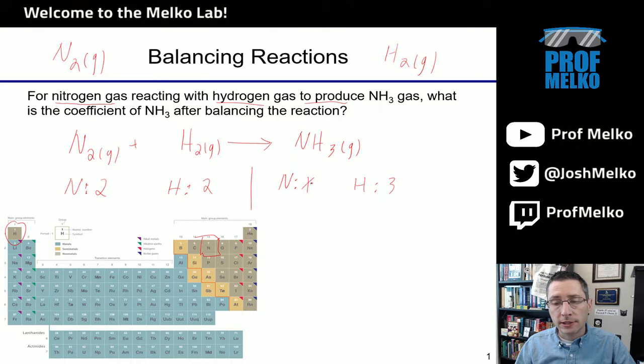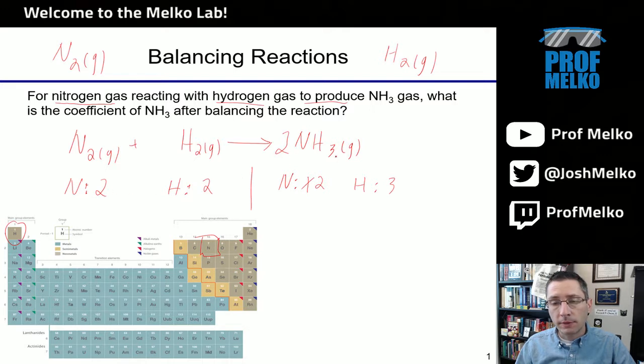There's 2 on the left, 1 on the right. And I can increase this 1 on the right to match the left, making it a 2, by putting a 2 in front of ammonia. Notice I don't change the subscript, never change the subscript. That changes the molecule. I still want it to be ammonia, so I just leave it as NH3. But I can put this 2, written quite poorly here, out in front to change this 1 to a 2. So now my nitrogens are balanced.